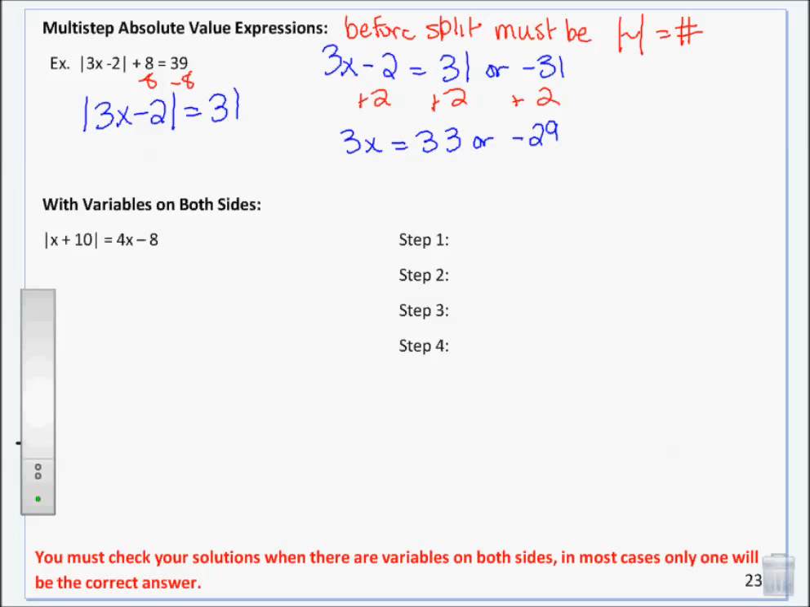And then I divide everything by 3. And I ran out of room. So x is equal to 11 or negative 29 thirds. 29 does not divide by 3, so I just left it as a fraction. Perfectly acceptable answer. As long as your fraction doesn't reduce, you just leave it how it looked.